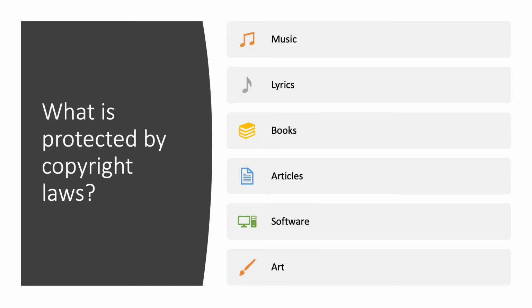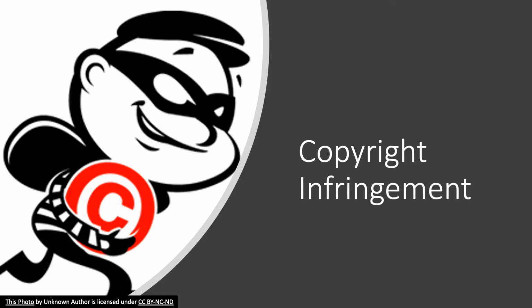What is protected by copyright laws? Expressive creations including music, lyrics, books, articles, screenplays, software, and artworks are all protected by copyright laws. Copyright infringement. How does that happen? Copyright infringement happens when you use resources that are protected by copyright laws without permission.